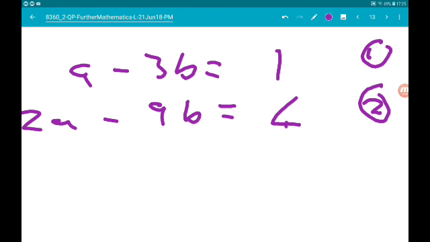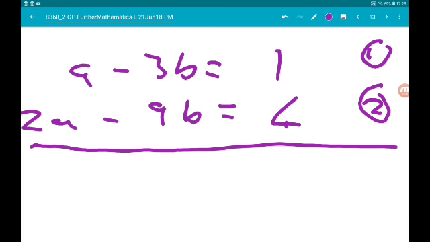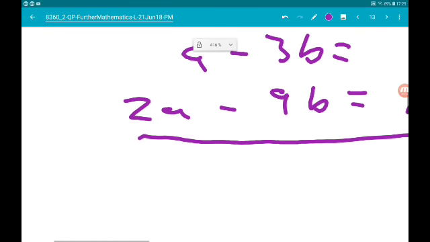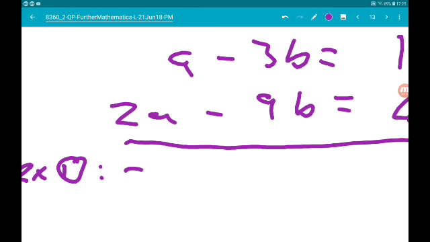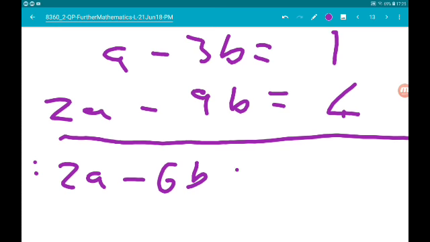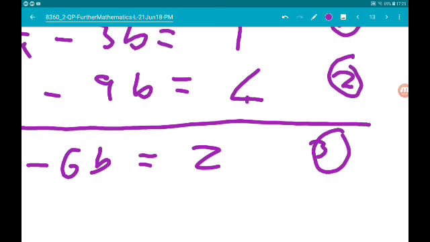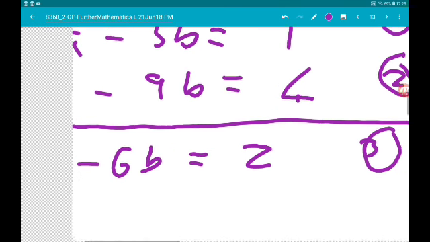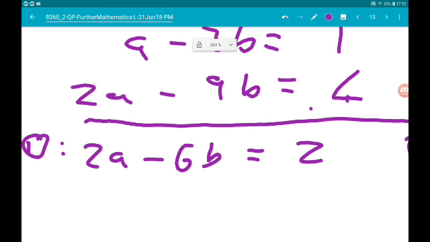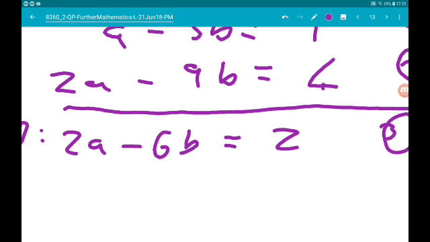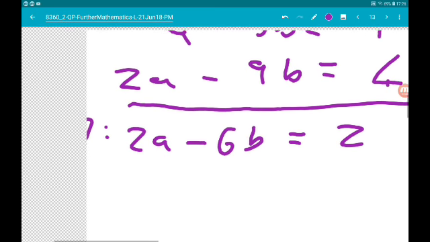Now we need the same amount of the same letter, so I'm going to multiply equation 1 by 2. So that's going to give me 2a minus 6b is equal to 2. And I'm going to call that equation 3. Now I can get rid of the a's. I'm going to do equation 3 minus equation 2.